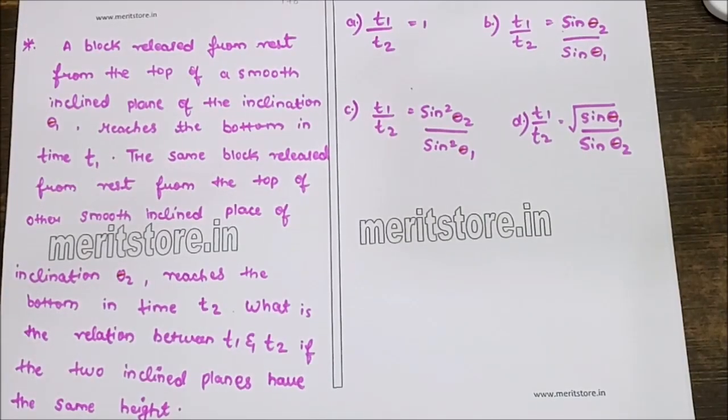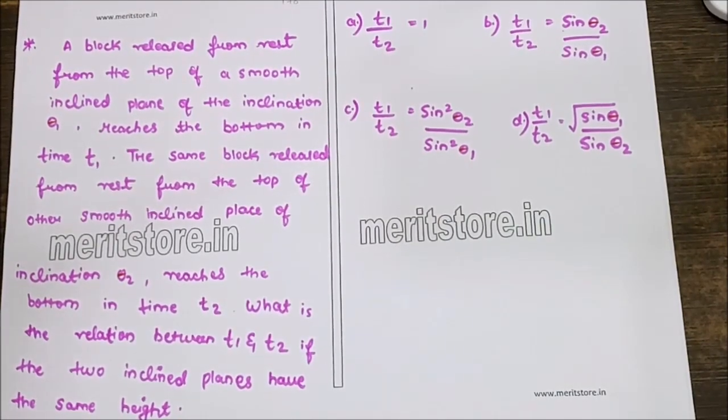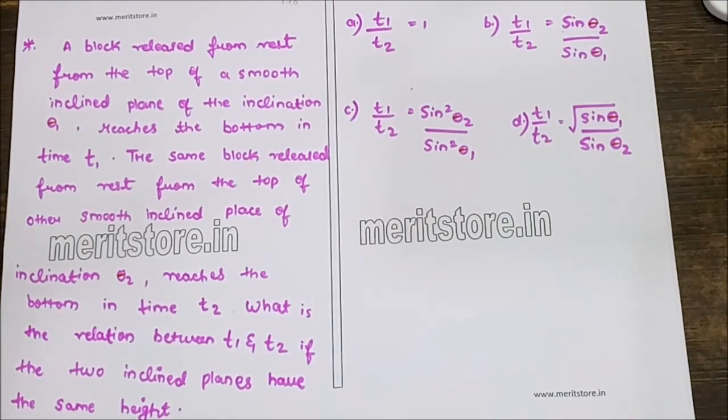A block released from rest from the top of a smooth inclined plane of inclination θ1 reaches the bottom in time t1. The same block released from rest from the top of another smooth inclined plane of inclination θ2 reaches the bottom in time t2. What is the relation between t1 and t2 if the two inclined planes have the same height? The options given are: t1 by t2 equals 1; t1 by t2 equals sine θ2 upon sine θ1; t1 by t2 equals sine square θ2 upon sine square θ1; and t1 by t2 equals root of sine θ1 by sine θ2.